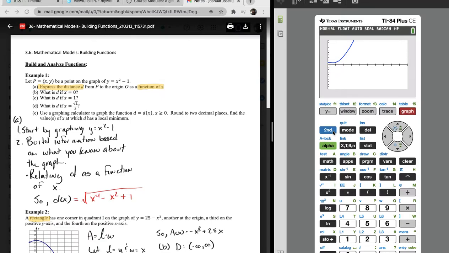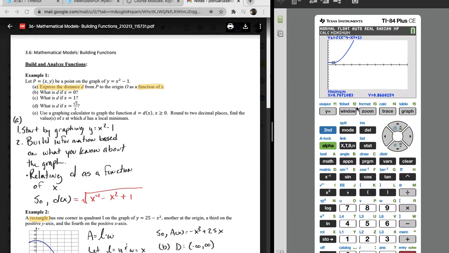The way we're going to do that is we're going to go to second, trace, and we want to find the minimum value. It's going to ask you for your left bound. So you need to find your cursor. Right now it's at x equals 5, so I need to scroll to the left until I can see my cursor. All right, so we have our cursor. I'm going to scroll to the left of where I think the minimum is and hit enter. Then it's going to ask me for the right bound, so I'm going to scroll to the right where I think it is, right about there. Then it's going to ask you to guess. You don't have to guess. You can get really close if you want to, but it's going to do it regardless of what you do. I'm going to hit enter.